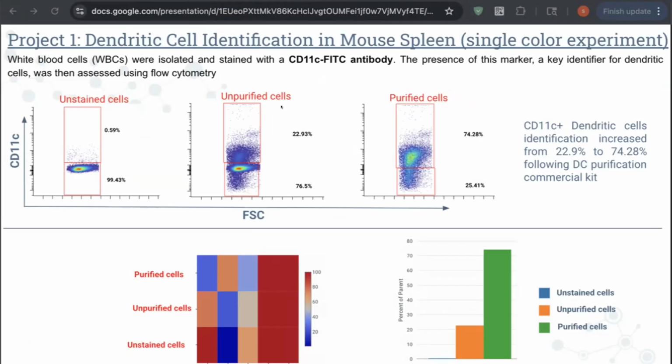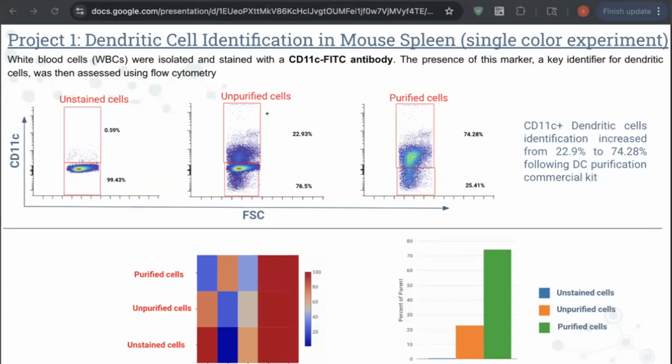Within our isolated population of dendritic cells, I assessed the levels of CD11 FITC expression. The CD11 marker is a key identifier for dendritic cells. By looking at the fluorescence of the FITC marker, we were able to tell the difference between CD11 positive and CD11 negative cells. Finally, I quantified the result.